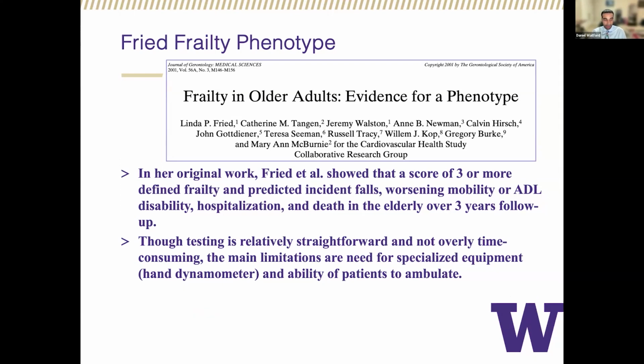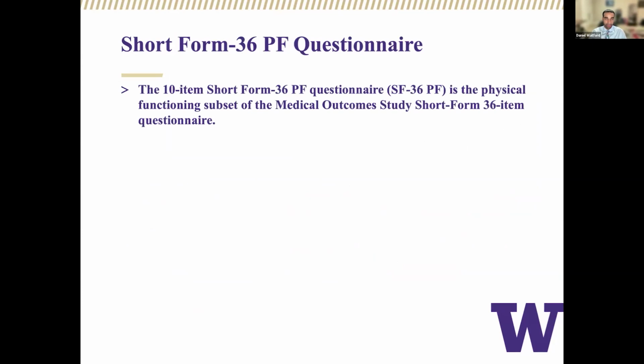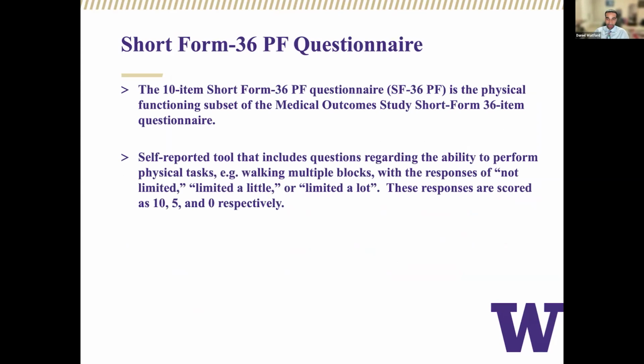That questionnaire is known as the short form 36 physical function questionnaire. It's a 10-item questionnaire, which is a subset of the medical outcome study short form 36-item questionnaire. This self-reported tool includes questions regarding the ability to perform physical tasks, such as, for example, the ability to walk multiple blocks. And it uses 3 different responses of not limited, limited a little, or limited a lot.